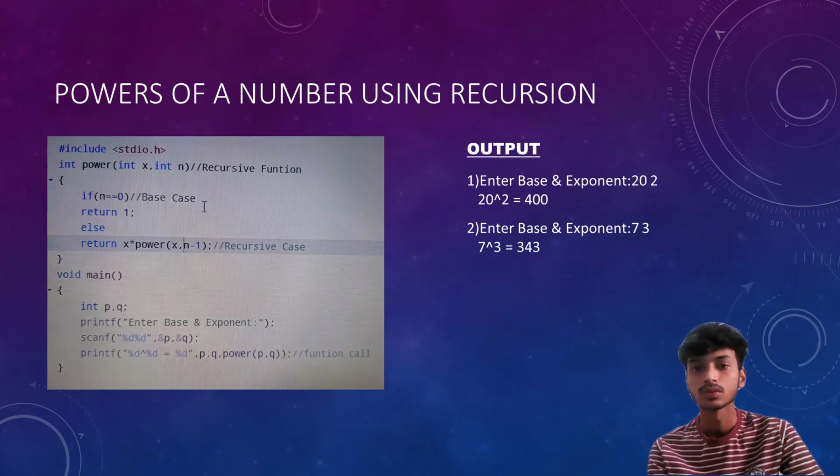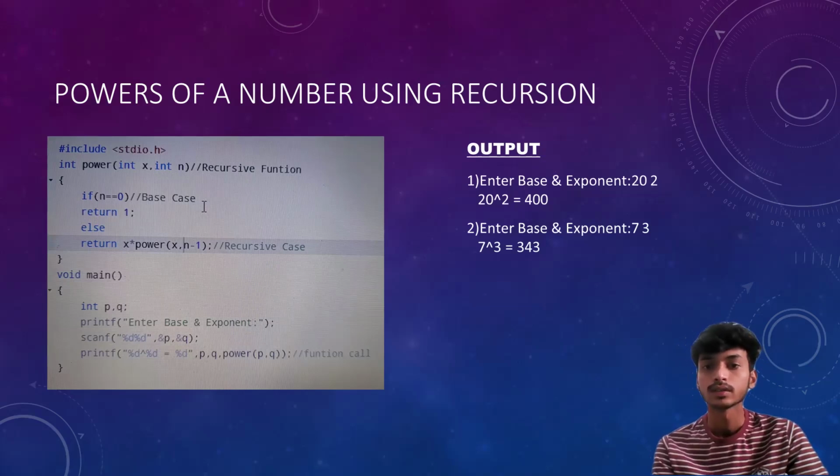Now let's see the outputs of this code. In the first test case, enter base and exponent. We entered 20 and 2, so our intention is to find 20 power 2. It returned 20 power 2 equals 400, which is true. Now let's see the second test case. Enter base and exponent. We have given 7 power 3, so we want 7 power 3. It gave 7 power 3 is 343, which is also true.